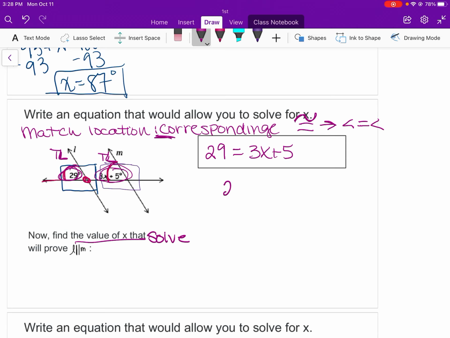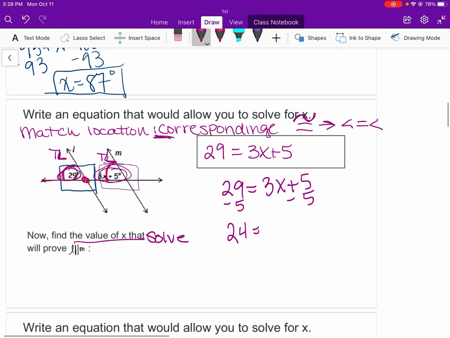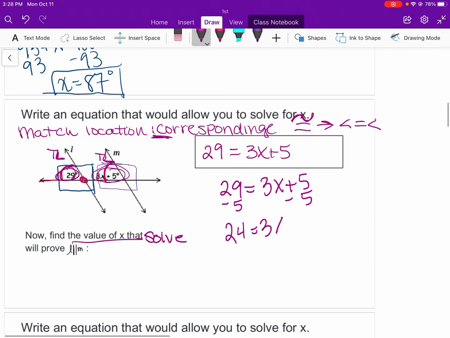So, 29 equals 3x plus 5. I'll subtract 5 from both sides. 24 equals 3x. Divide by 3, and I get 8 equals x. And that is my answer. Okay, feel free to pause the video if you have to see how I solve that.